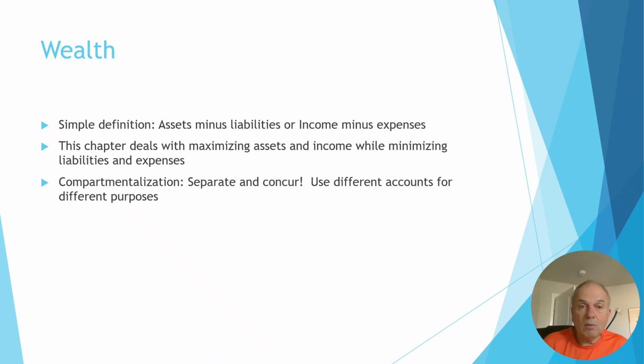Assets are on the big scale, what all you got and what do you owe, and where's your net worth. And then on the micro, how much you bringing in, how much you spending, because those two directly relate. In this chapter, I'm looking at maximizing what you're bringing in, your assets, and your income, while minimizing your liabilities and expenses.